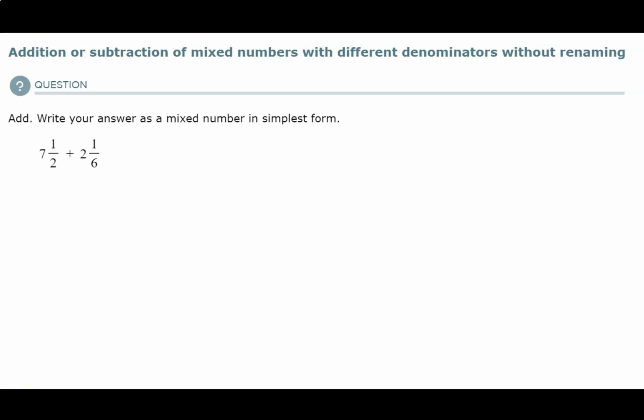In this video, I'm going to continue what I did in the last one, except now we're going to be looking at mixed numbers and adding and subtracting where we have different denominators, okay? So remember, the rules are first, we're going to convert to improper. So I'm going to do that first.